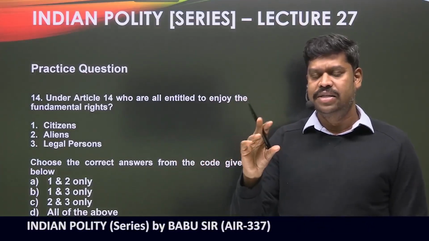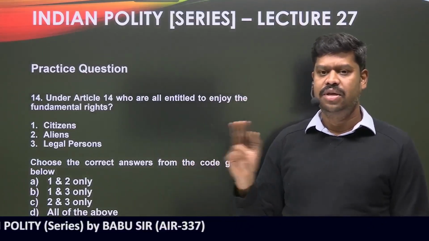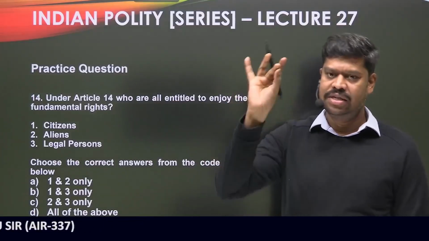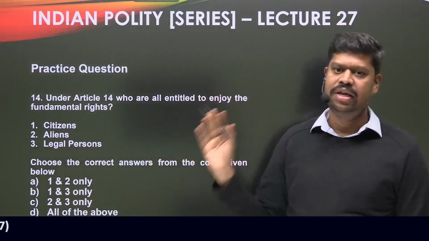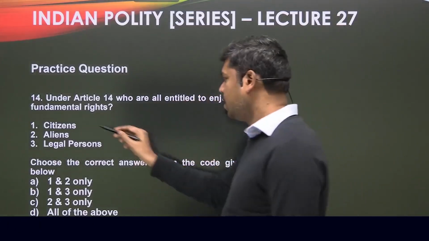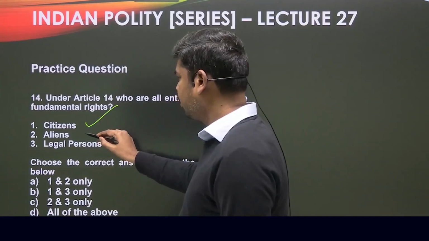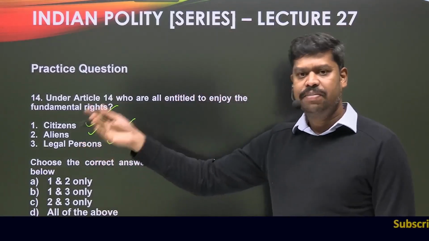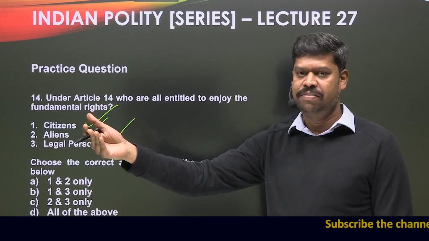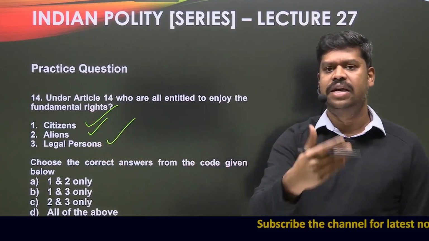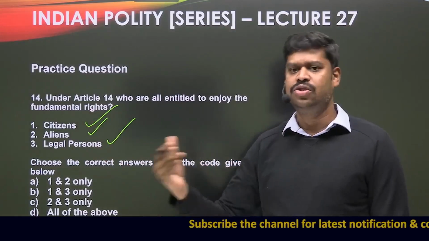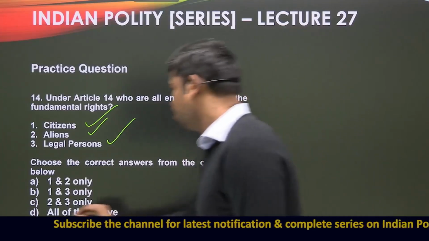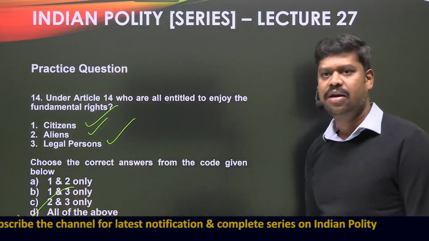When you read that particular statement, the state shall not deny any person equality before law and equal protection of laws, which means the word persons include citizens, aliens, and also the legal persons. So that is basically you'll have to understand. So who are all the people who will exercise the right under Article 14? Citizens, aliens, and legal persons. Citizens are citizens of India. Aliens are people in India, but they are citizens of some other country. Legal persons are entities like companies, corporations, and all those things. They are also protected under Article 14 of the Constitution. So choose a correct answer from the codes given below. The answer is option D. D is the right answer.